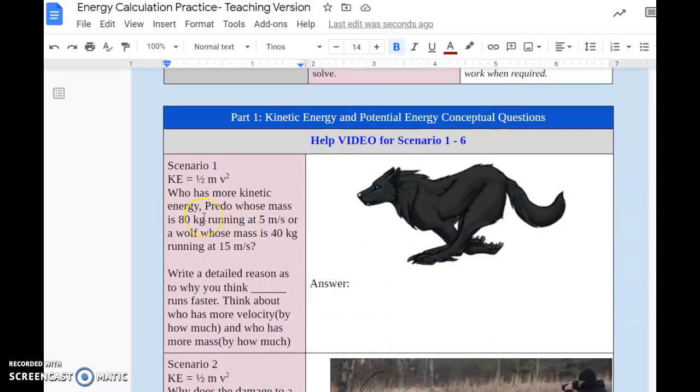So here we have Pedro and a wolf running. Now Pedro has a mass of 80 and the wolf has a mass of 40, so Pedro is twice as massive. But if you look at the velocity of the wolf versus Pedro, the wolf is 3 times as fast. So who's going to have more kinetic energy?